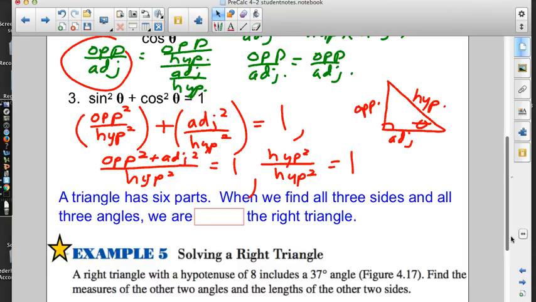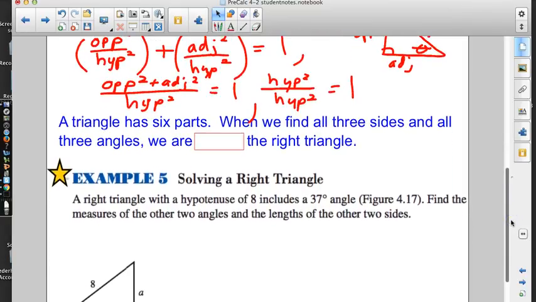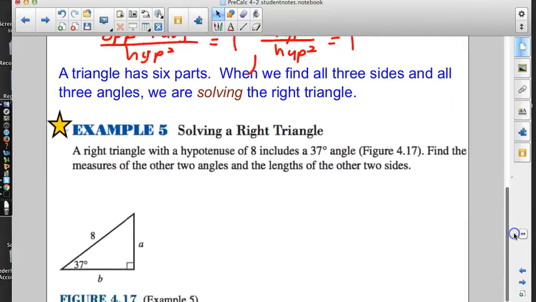So a triangle has 6 parts. We've got 3 angles and 3 sides. When we find all of those, that's called solving. And that's something you did back in geometry as well. It's just been a long time since you've done it. So when you solve a right triangle, you're finding everything you possibly can.